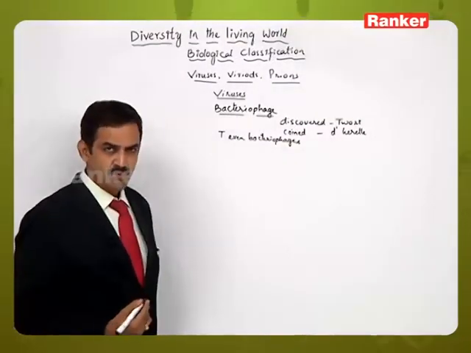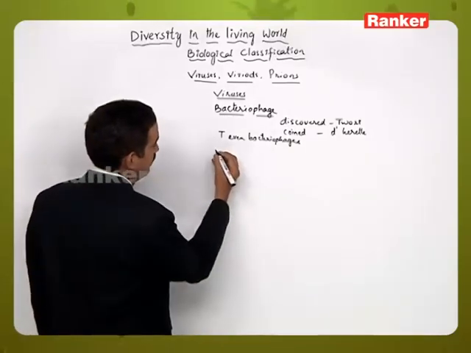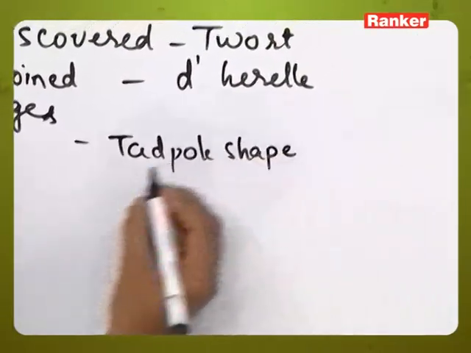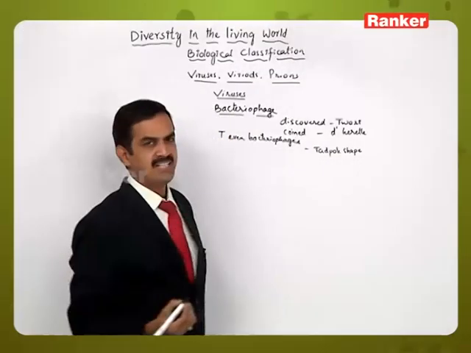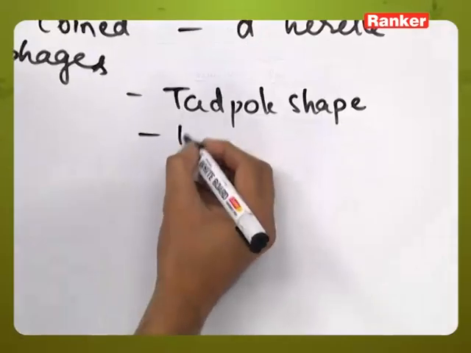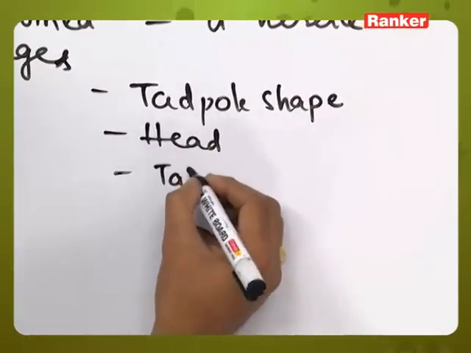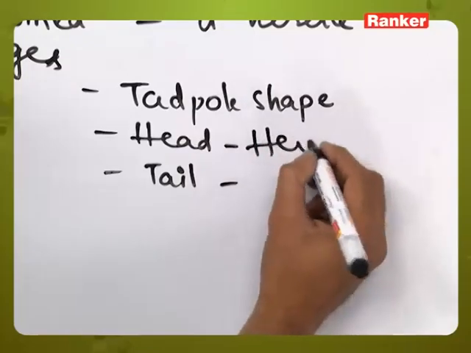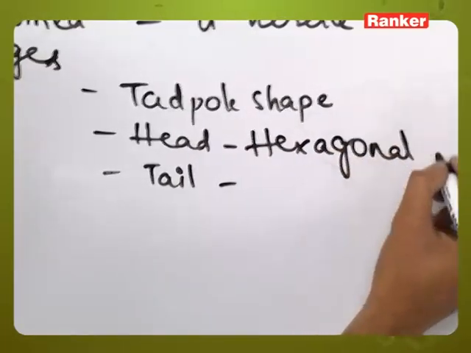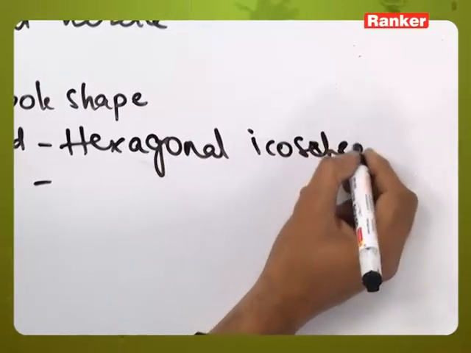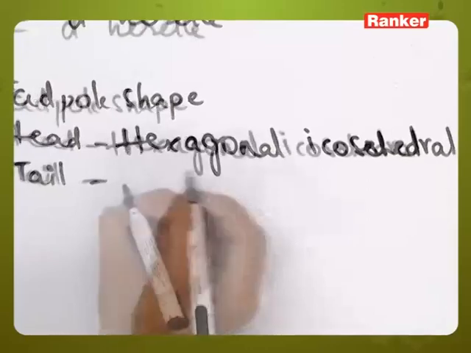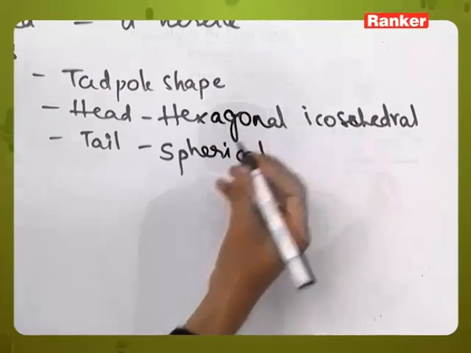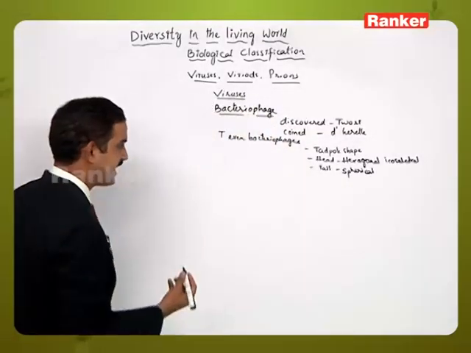If you see the typical bacteriophage, it has a tadpole shape with a head and a tail organization. The head region and tail region show variation in their symmetry. So the head is hexagonal with icosahedral symmetry, that is, a hexagonal structure will be there. The tail will have spherical symmetry. The head has cubical and the tail has spherical symmetry.